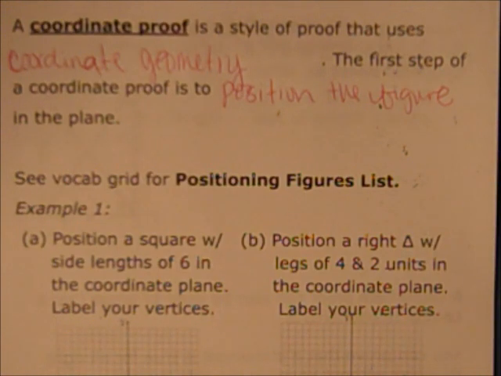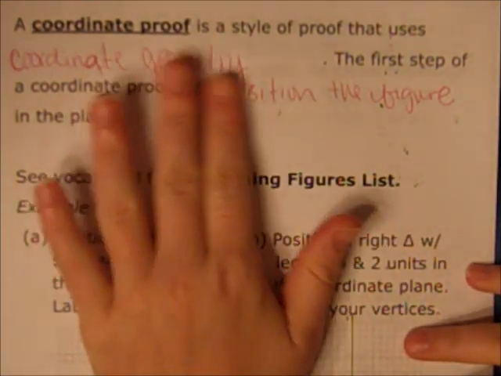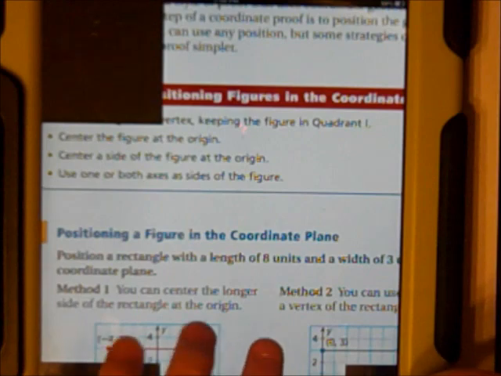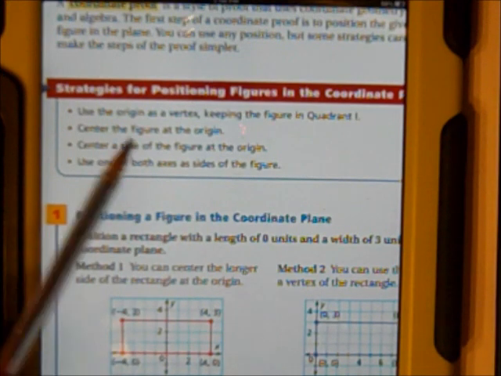Alright, the first step of a coordinate proof is to position the figure in the plane. Now, you have on your vocabulary grid the positioning list. All it's saying is if you take some time to put the figure in a place where it's easy to work with, then you'll have an easier time doing your proof later on. So I can put this figure, say it's a triangle, anywhere I want to, but using one of these 4 strategies is going to make my life easier.